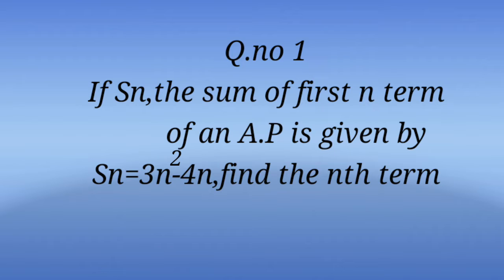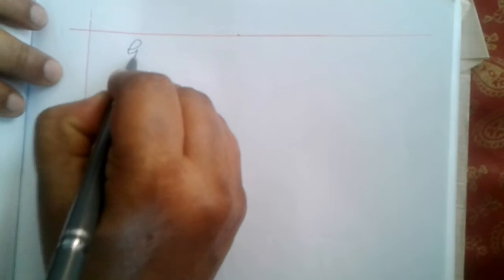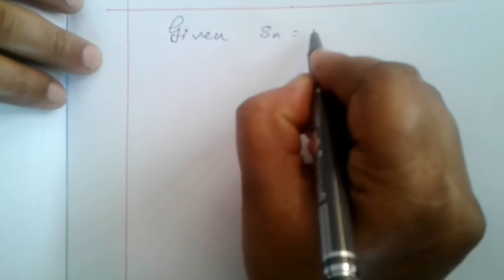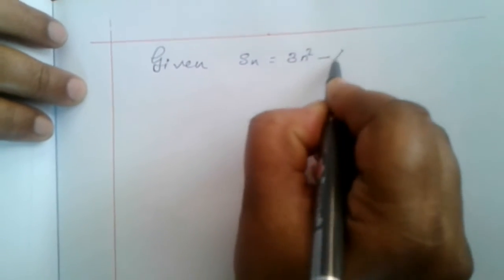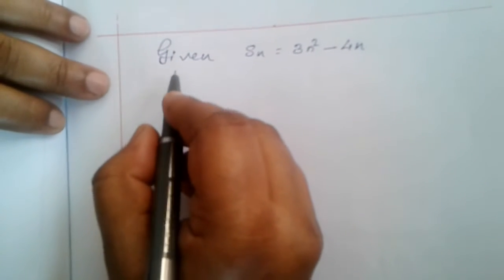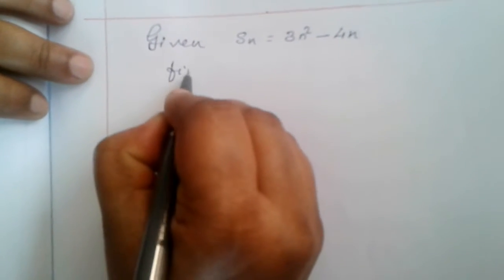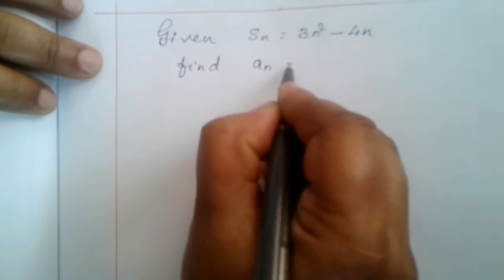First question. If the sum of first n terms of an AP is given by Sn equal to 3n square minus 4n, find the nth term. Given Sn equal to 3n square minus 4n. Find an. That's the question. We have to find an.